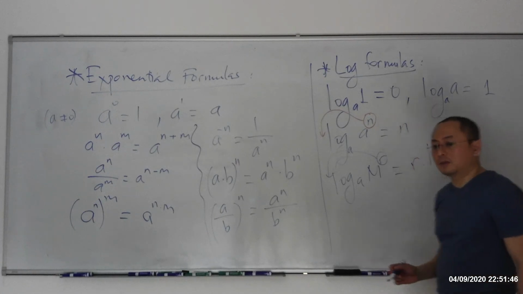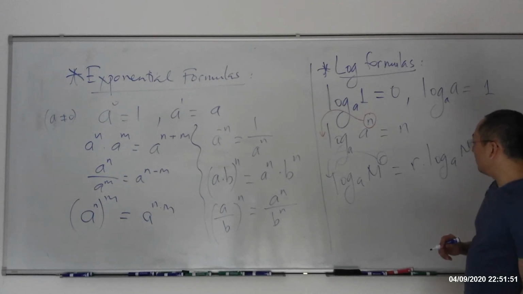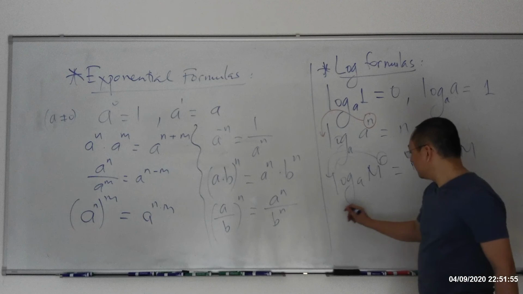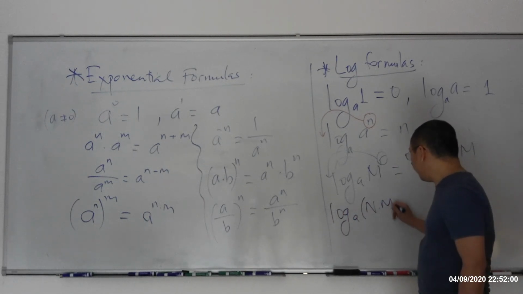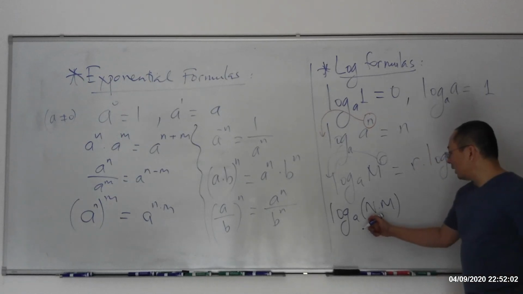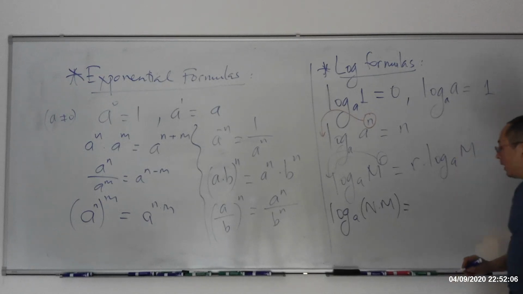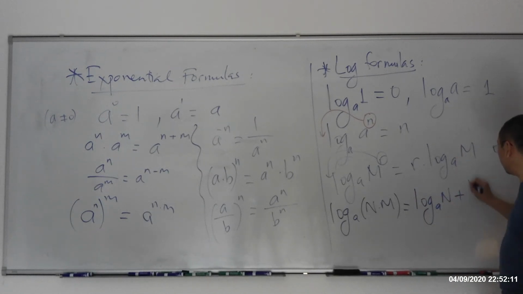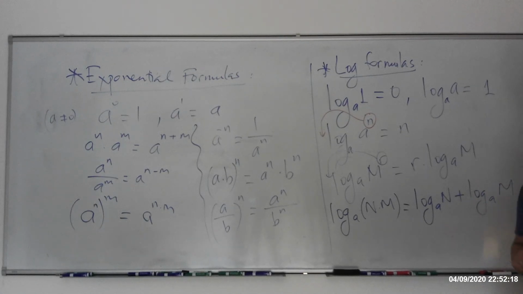Now here comes one of the main log formulas that I want you to have with you for a while. Log base a of a product, say n times m. Okay? You've got a product of 2 factors inside the log. And if you want to break it down, it becomes log base a of n plus log base a of m. Okay, so product becomes the sum.